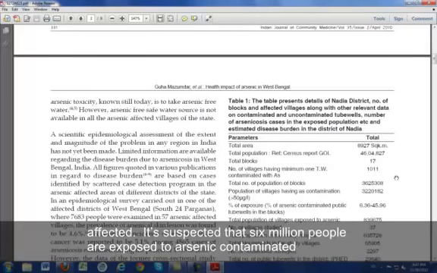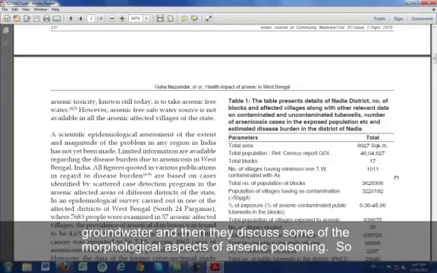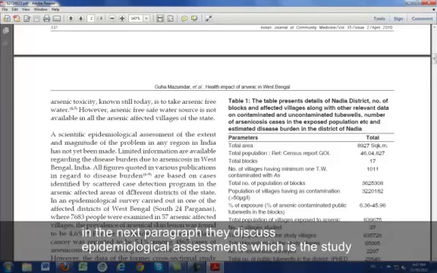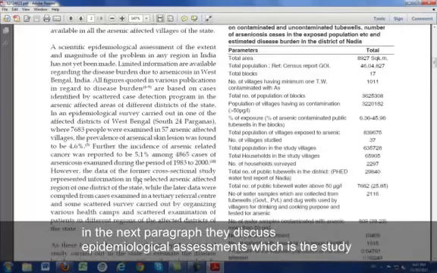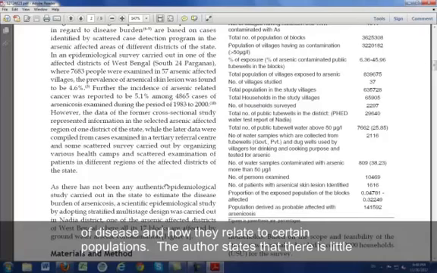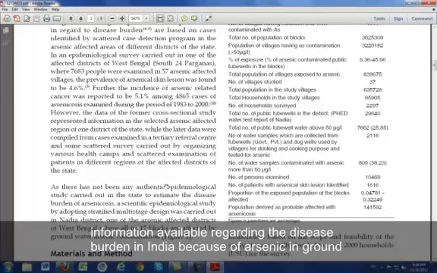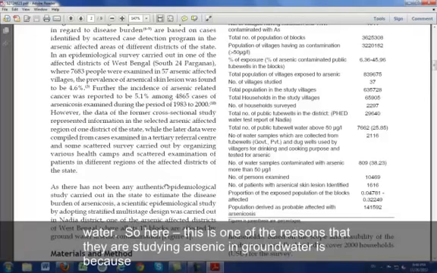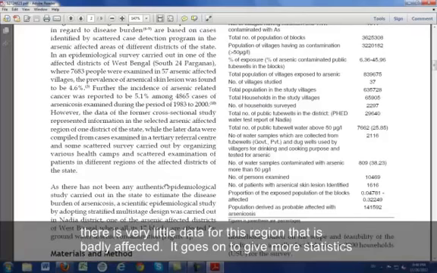It's suspected that 6 million people are exposed to arsenic-contaminated groundwater, and then they discuss some of the morphological aspects of arsenic poisoning. They discuss epidemiological assessments, which is the study of disease and how they relate to certain populations. The author states that there is little information available for the disease burden in India because of arsenic in groundwater. So here, this is one of the reasons that they are studying arsenic in groundwater. There is very little data in a region that is badly affected.